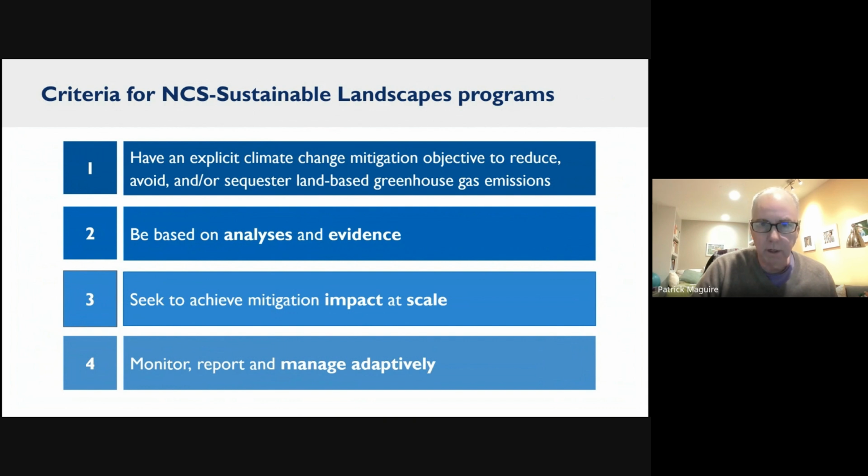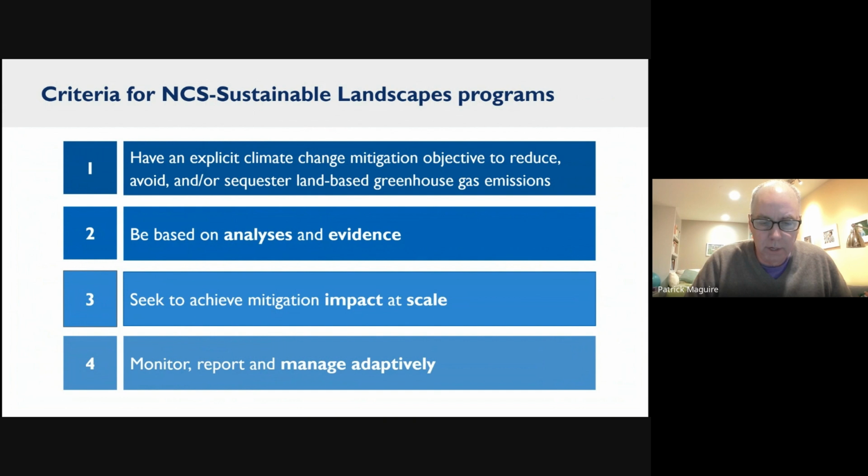For the direct SL funding we're talking about here, be based on analysis and evidence. This is consistent with the overall program cycle at USAID, focusing on the highest potential for mitigation. So seek to achieve mitigation impacts at scale. Numbers 2 and 3 kind of go together, right? You're looking for the evidence, and the evidence should be driving you towards where you're achieving the greatest results at scale. Things like sustainable landscape opportunity assessments are particularly helpful with this.